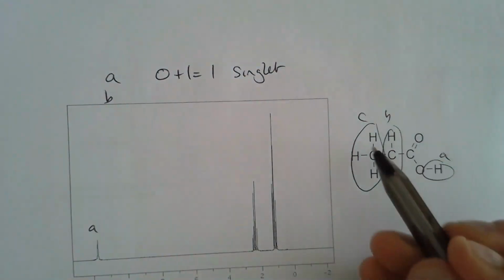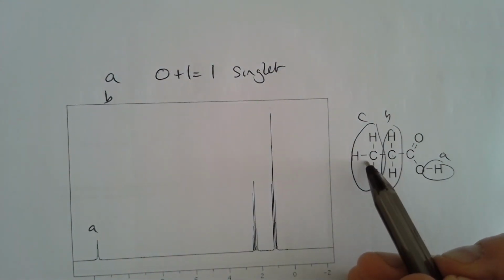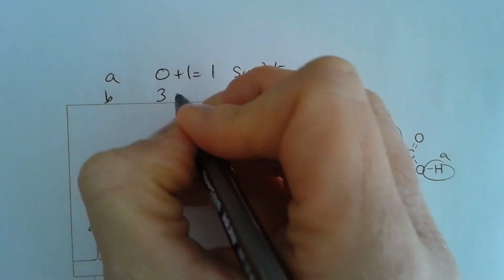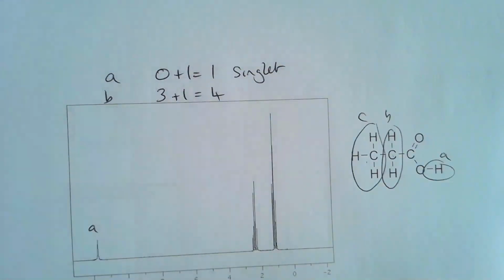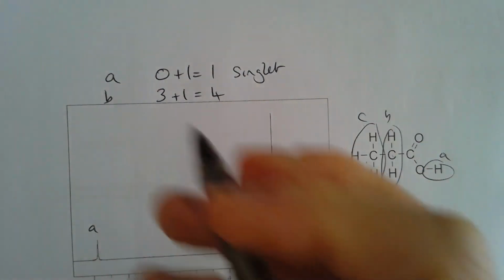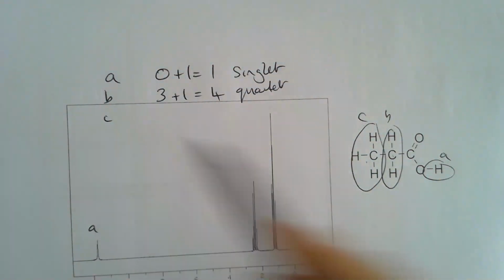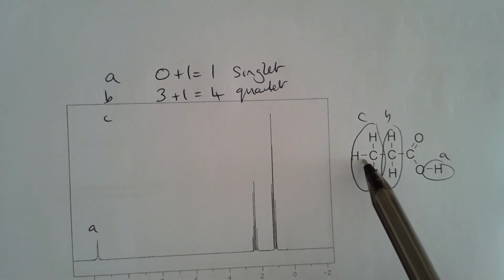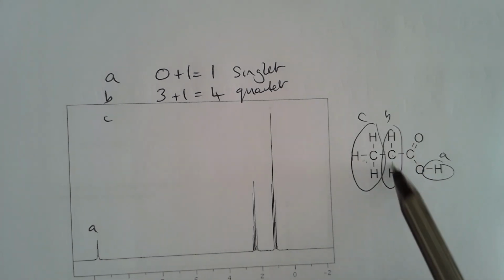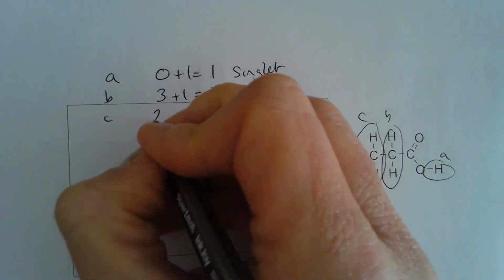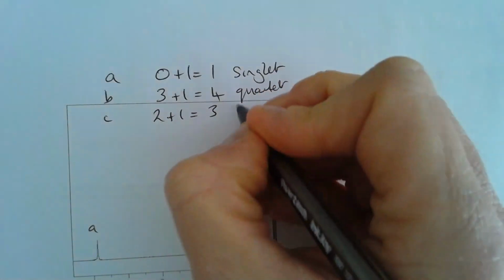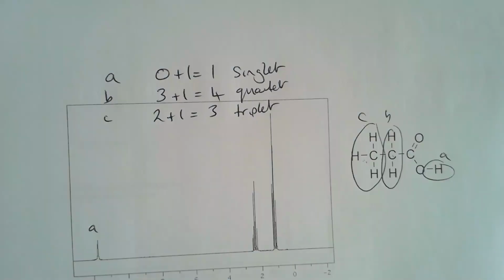Environment B is adjacent to environment C. So 3 plus 1 equals 4 is a quartet. So C is a 3 hydrogen environment, so we're expecting B to be a quartet. Environment C is adjacent to environment B. Environment B has 2 hydrogens in it. 2 plus 1 equals 3 is a triplet.